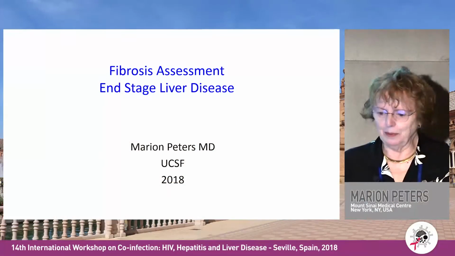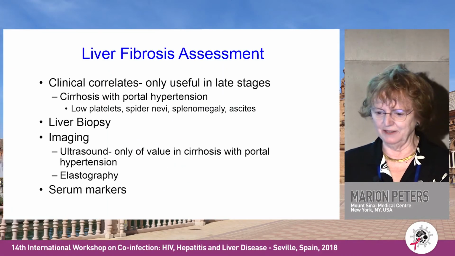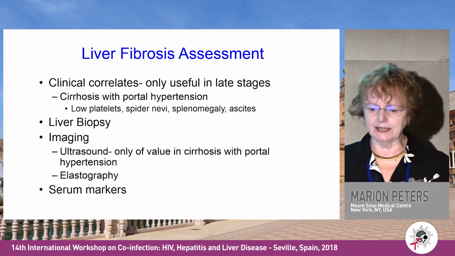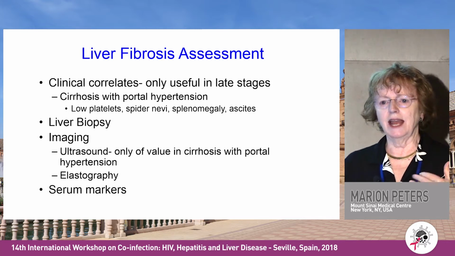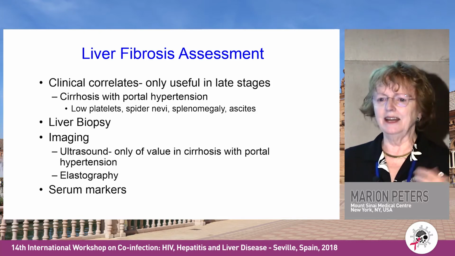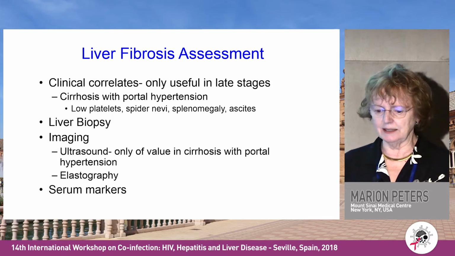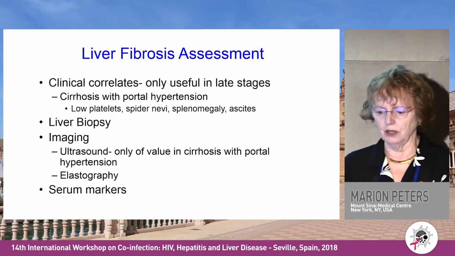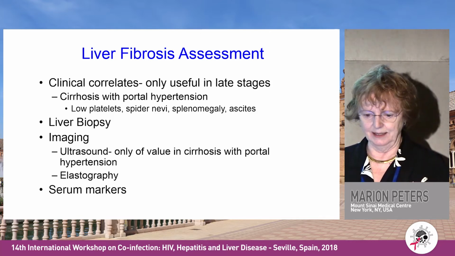I'm going to talk about fibrosis assessment and management of end-stage liver disease. When we think about a fibrosis assessment, you can use clinical correlates such as ascites, spider nevi, or splenomegaly, but it's really only useful in the later stages when you have cirrhosis with portal hypertension, where you have low platelets, spider nevi, splenomegaly, ascites.